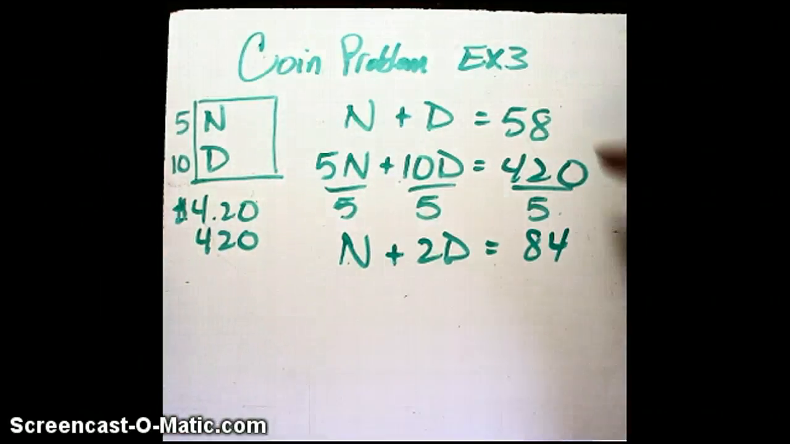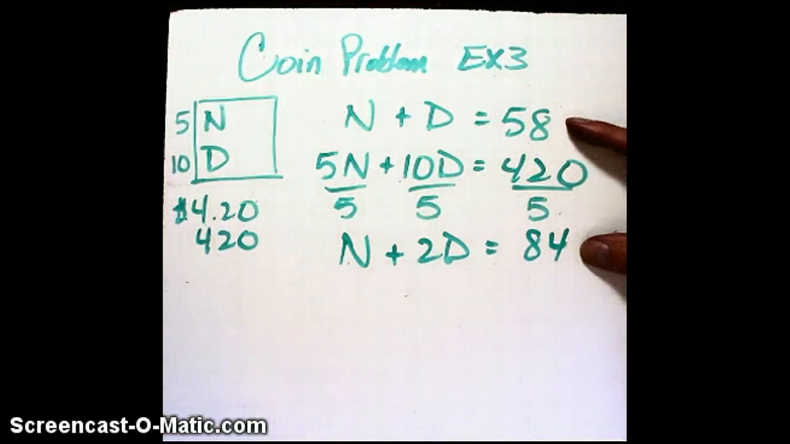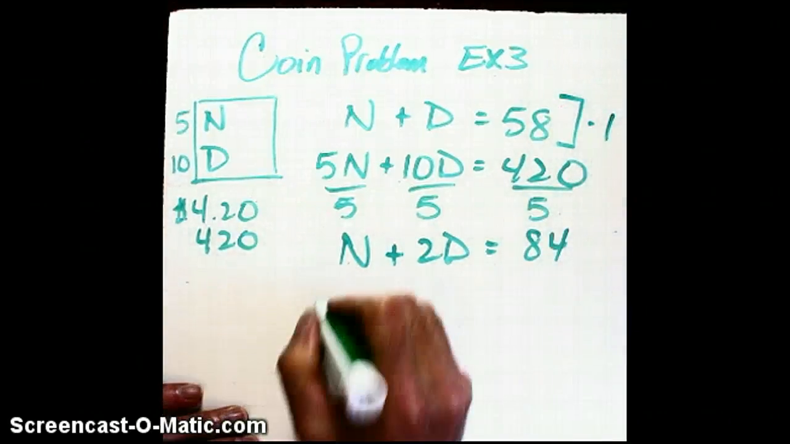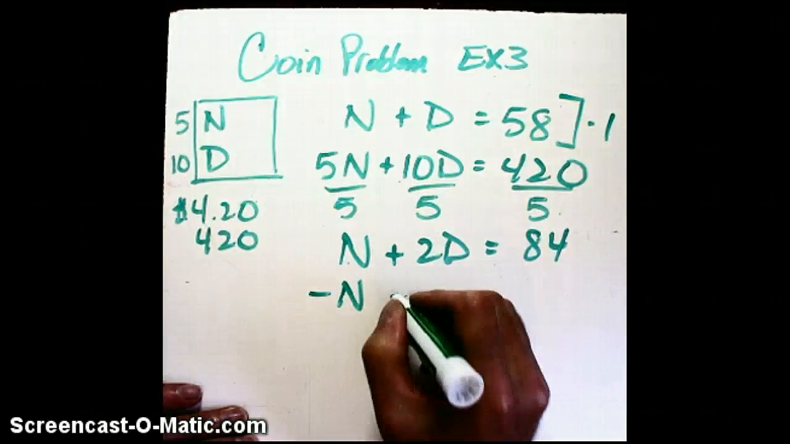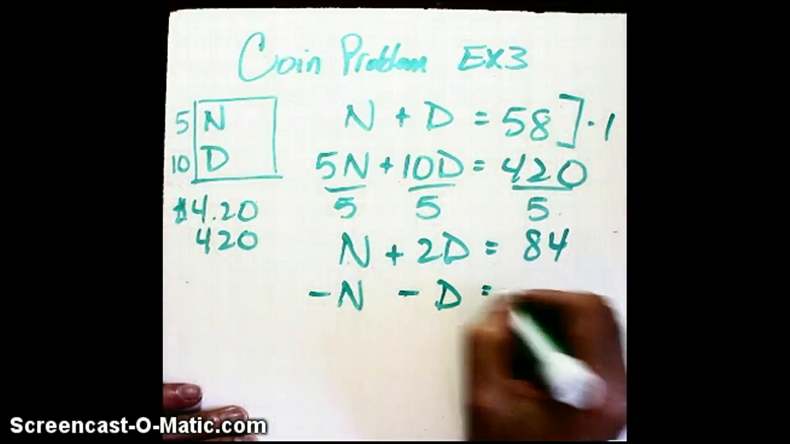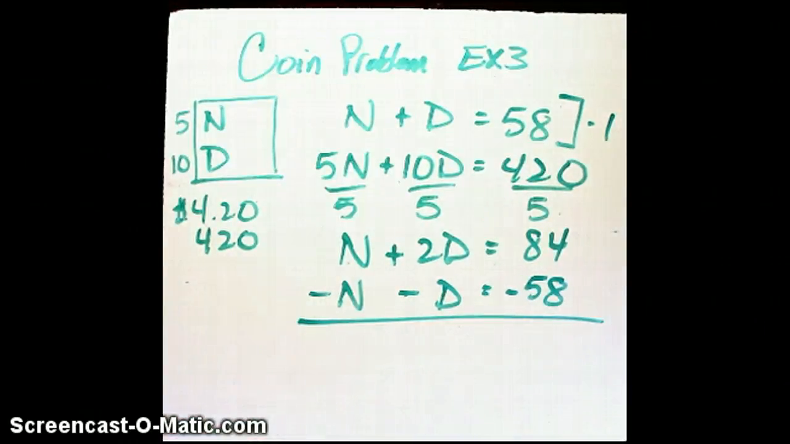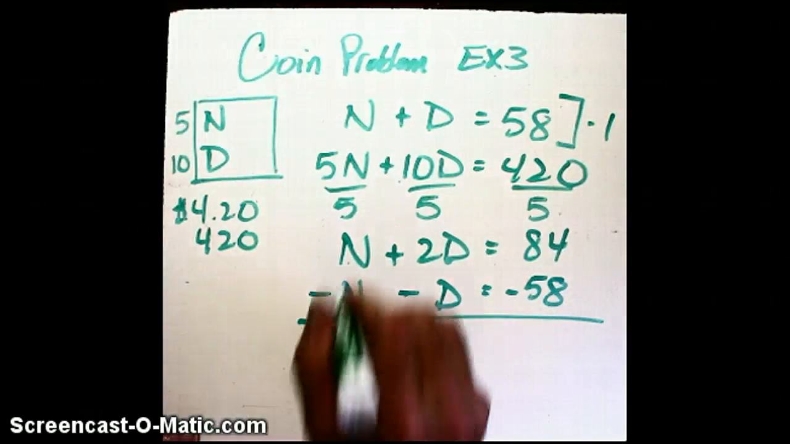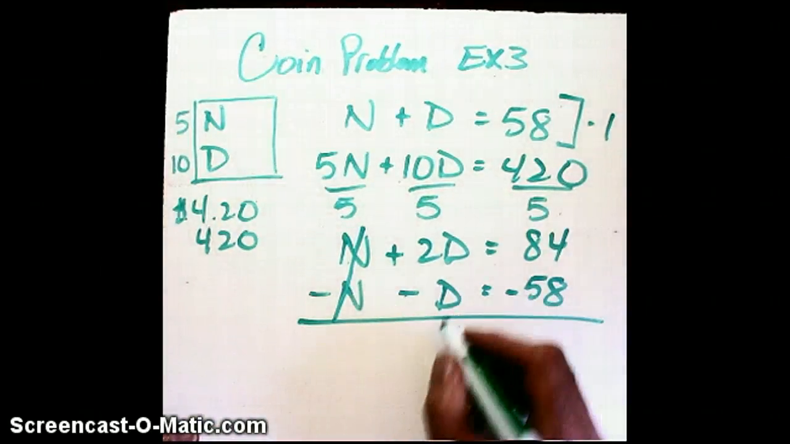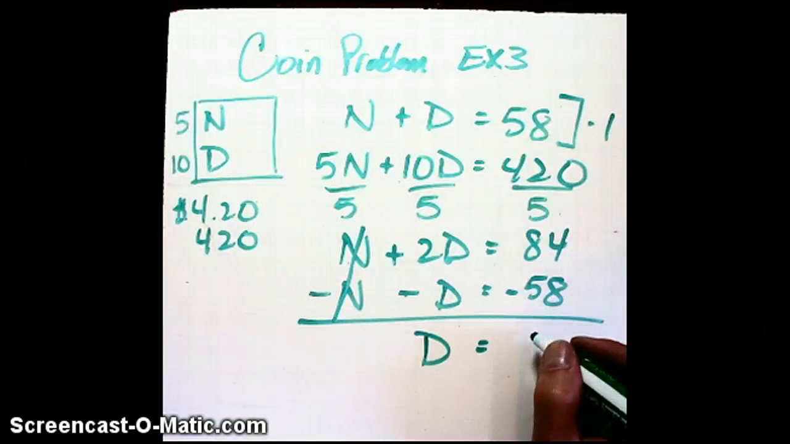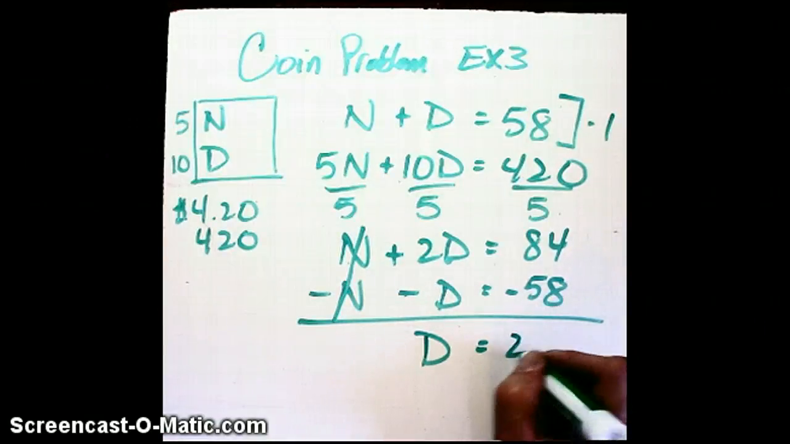Now, notice my two equations, this one and this one. You know what? If I multiplied that top one by a -1 and put it down here, I'd have negative N minus D is equal to negative 58. Could we use the elimination strategy? Yes. The N's go away. 2D minus D is D. And this is going to be 26.